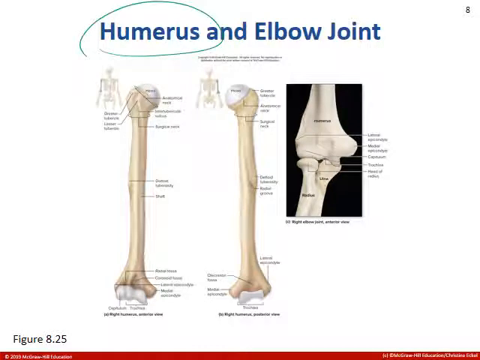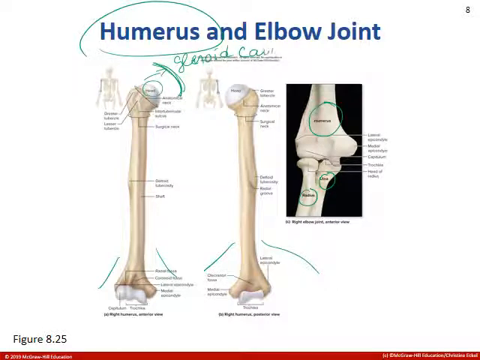Here we have the humerus, and the humerus is going to articulate with the radius and the ulna. We're going to focus on this distal section the most, but real quick, let's just mention that the head of the humerus is going to articulate with that glenoid fossa that we just talked about, or glenoid cavity. Sometimes people call it fossa as well. So that's the articulation point between the humerus and the scapula.